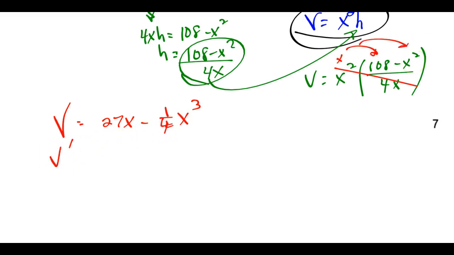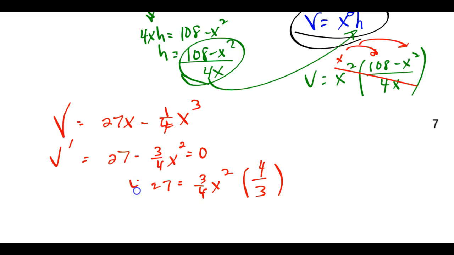And then I can find the derivative of this thing, 27 minus 3/4 x squared, set it equal to 0. I'll say 27 is equal to 3/4 x squared, just so I have positives. I'll multiply both sides by 4/3, take the square root of both sides, and end up with x equaling 6.